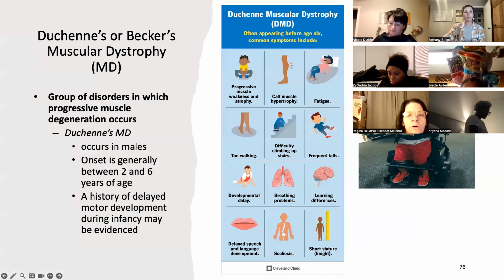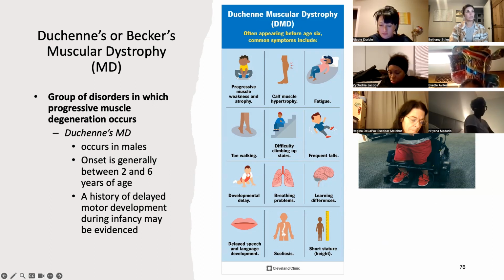Duchenne's or Becker's muscular dystrophy is going to be a group of disorders with progressive muscle degeneration. It only occurs in males, typically between 2 and 6 years of age, and they're going to present with a history of delayed motor development. You're going to get that progressive muscle weakness and atrophy.